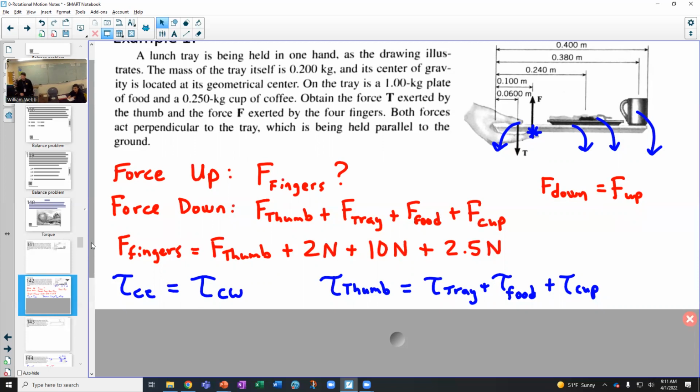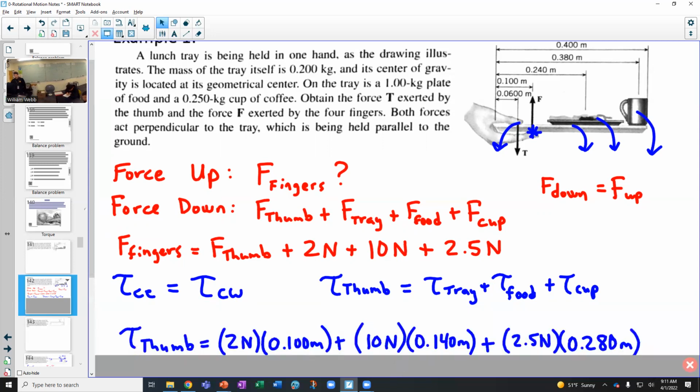Feel those hand muscles. All right, so what equation do we substitute in for torque? Okay. Yeah, force times radial distance, and we can drop the sine theta because all of them are perpendicular to the tray. All of them are straight up or straight down. In this case, they're all downward because we eliminated the finger force.